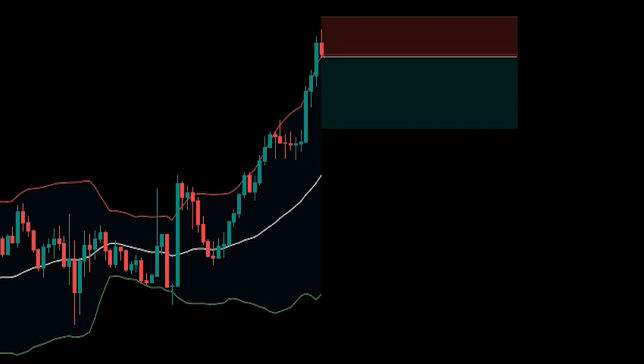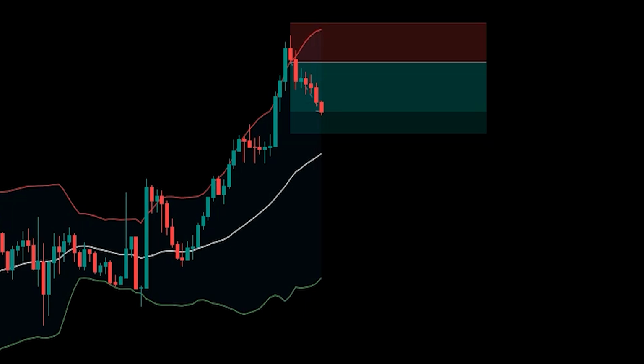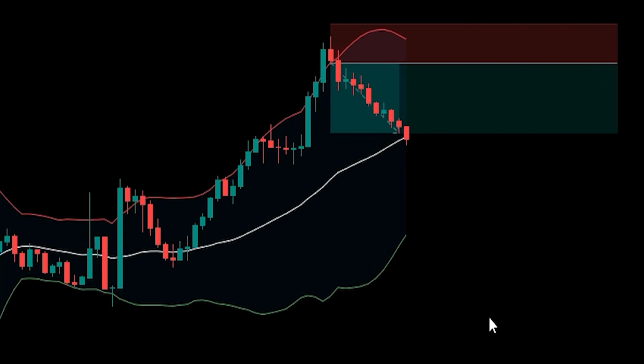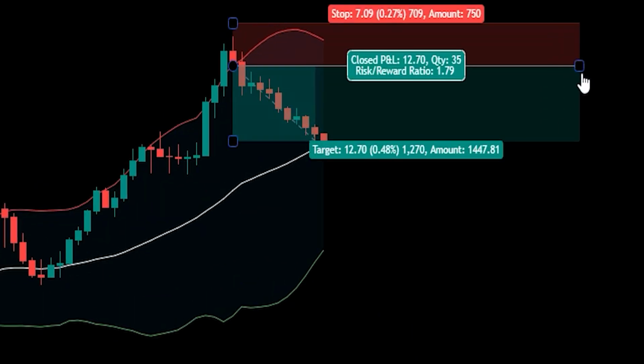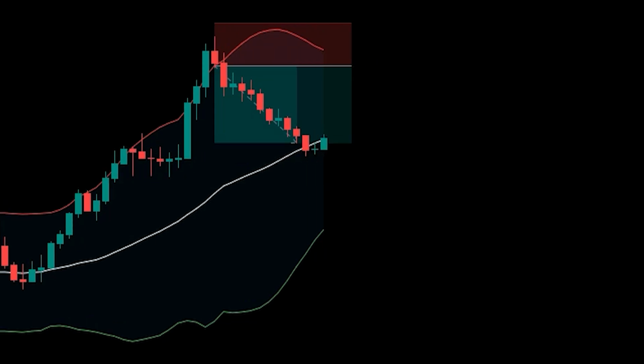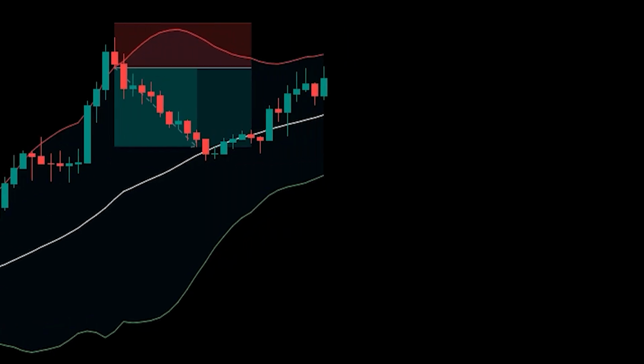The stop loss can be placed behind this candle, and for target placement, note that the initial target is the middle Bollinger Band, and the final target in sell positions is the lower line. Always keep in mind that sometimes the price only goes down to the middle line and then reverses back up, exactly like here, so we need to be very careful with our exit point.